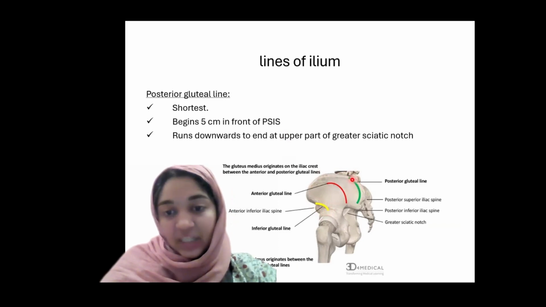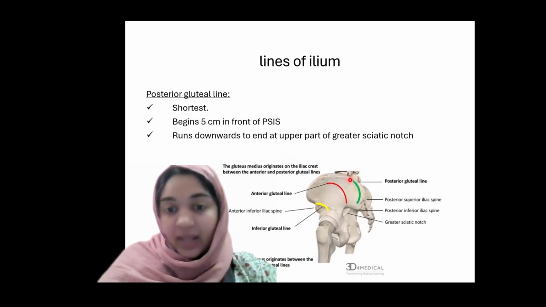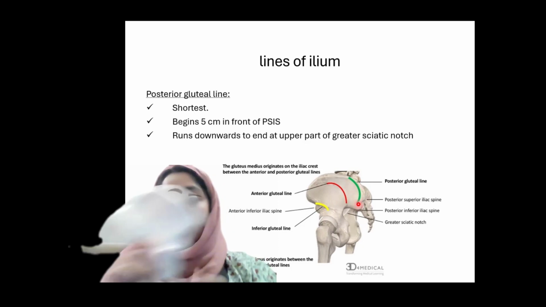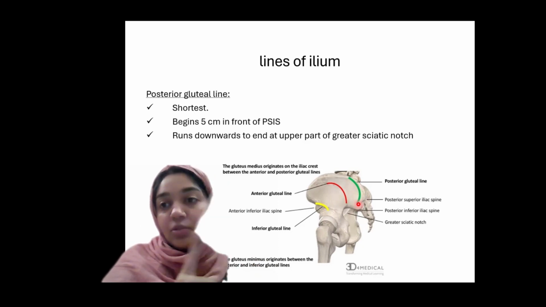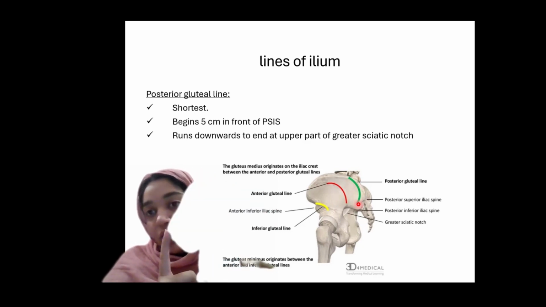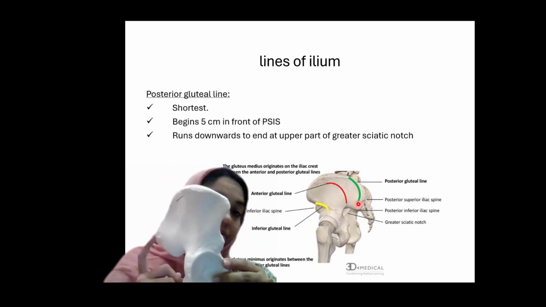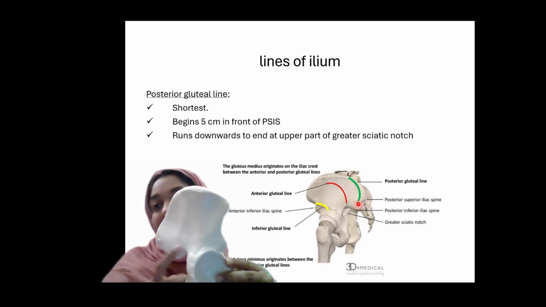Look at the posterior gluteal line. It is the shortest. It begins 5 centimeters in front of the posterior superior iliac spine and goes all the way to end at the upper part of the greater sciatic notch. So I'm talking about the gluteal surface, the outer surface, right? The outer surface has 3 lines. If I start from the posterior superior iliac spine and go behind and run to the greater sciatic notch, it just ends at the upper part of the greater sciatic notch. This line is the shortest and is just 5 centimeters.